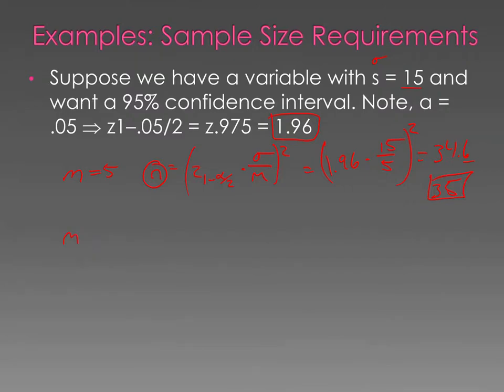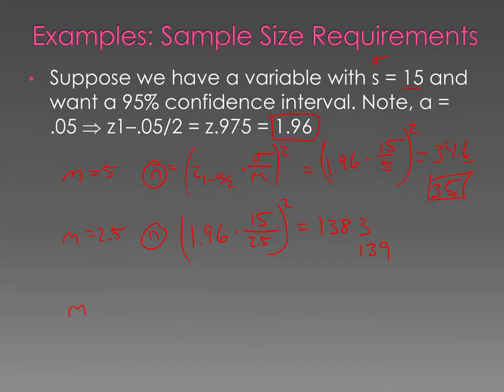Let's see if you had a margin of error of 2.5. What would your n size then be? Same thing. If we're solving for n, at 2.5, our confidence is still the same at 95% confidence, so you'd say 1.96 times 15 divided by the margin of error of 2.5, all squared, is equal to 138.3, or we're going to round it up to 139 individuals needed for that.